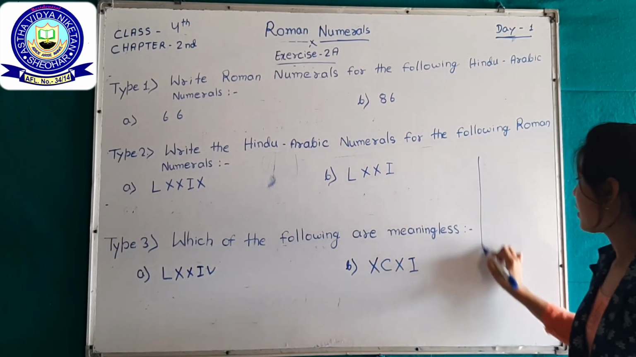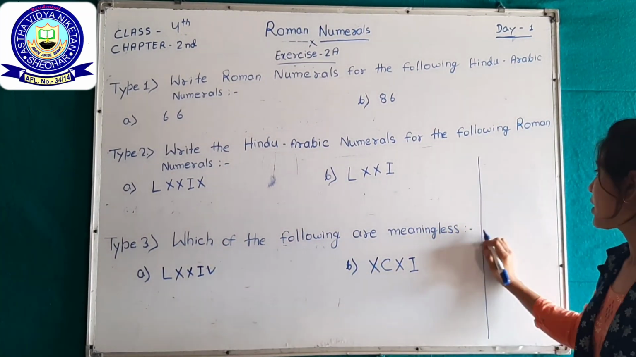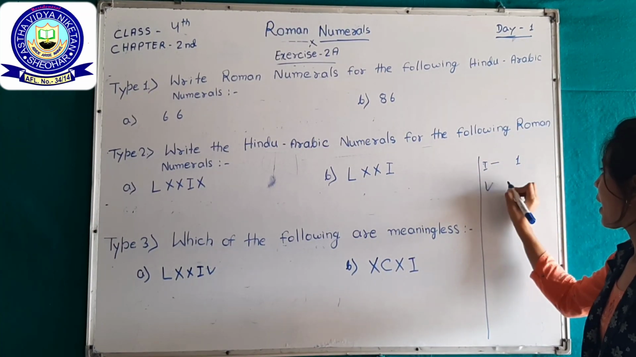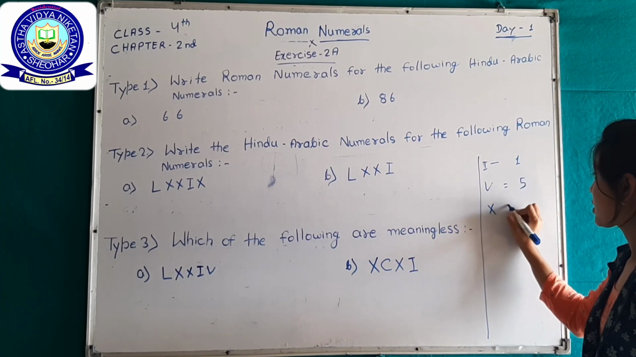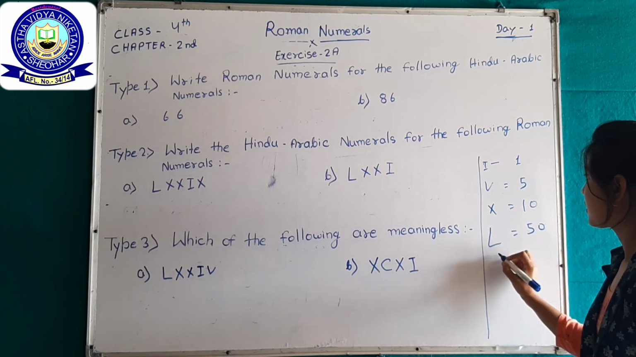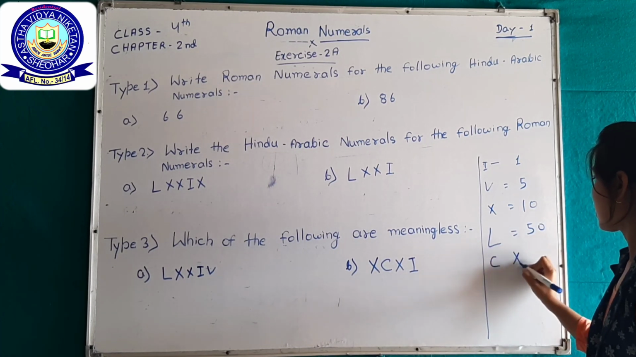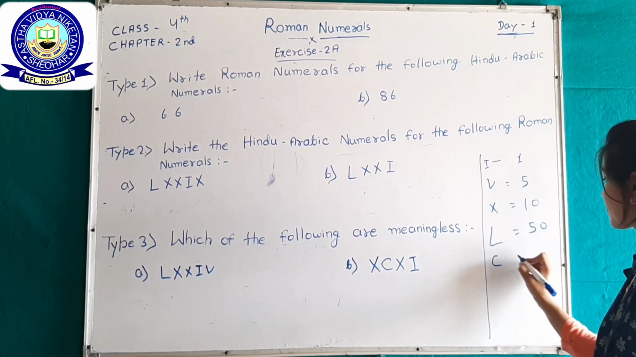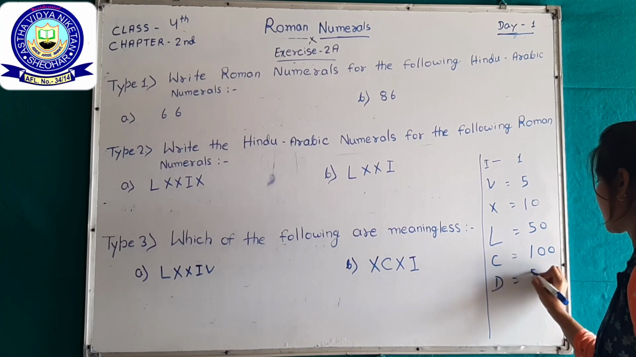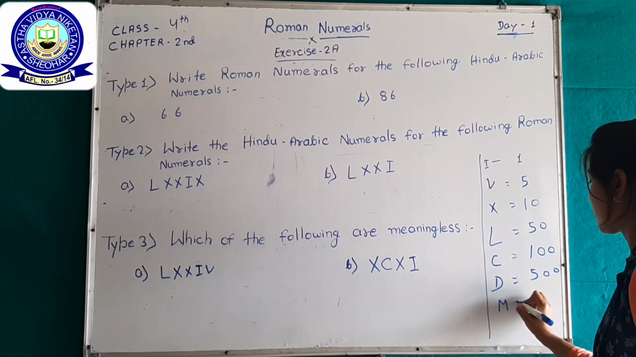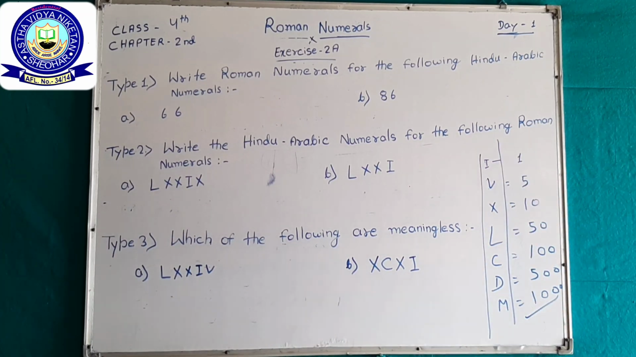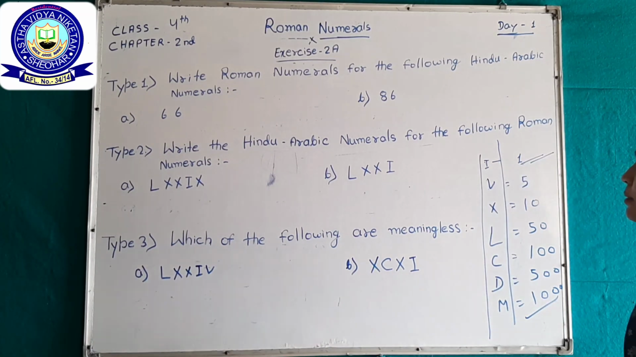We all know there are 7 letters used in Roman numerals. I for 1, V for 5, X for 10, L for 50, C for 100, D for 500 and M for 1000. These are the 7 letters that we use to write Roman numbers.